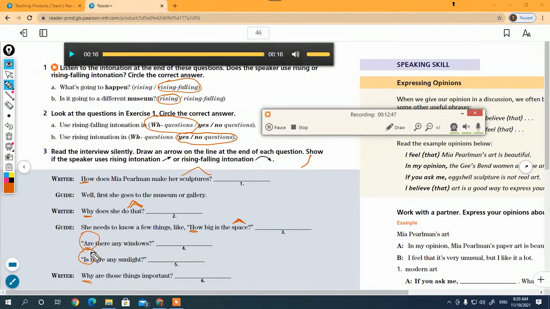Now I see my to be verb, my yes or no question, so I'm just going to go rise, rise, rise, up, up, up. Are there any windows? Is there any sunlight? And now my last WH question, it's going to be rising, falling. Why are those things important? Important. Rising, falling. Why are those things important? Okay, very good.